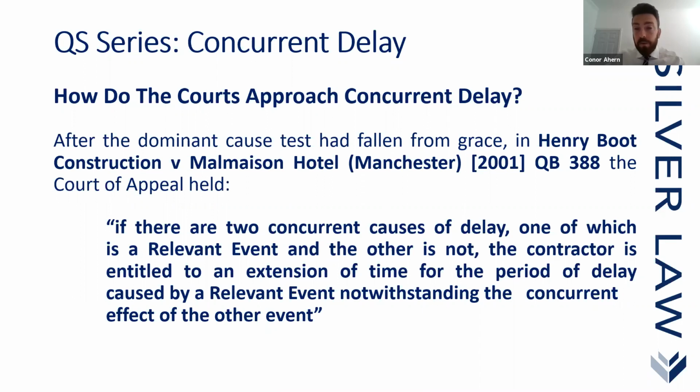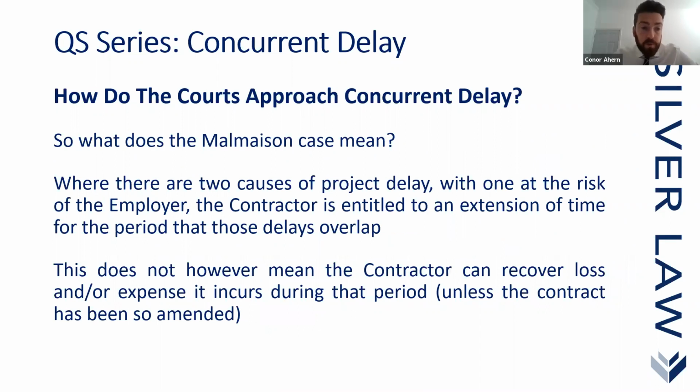There was talk of dominant cause and proximate cause tests, but basically Malmaison is the position now. If you have two concurrent causes, one of which is a relevant event, the contractor is entitled to his extension of time for the period of that relevant event. Basically, so Malmaison: two causes of delay, one at the risk of the employer, the contractor is entitled to the EOT for the period of the overlap, effectively.